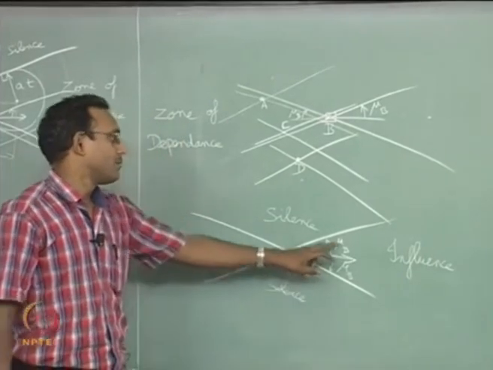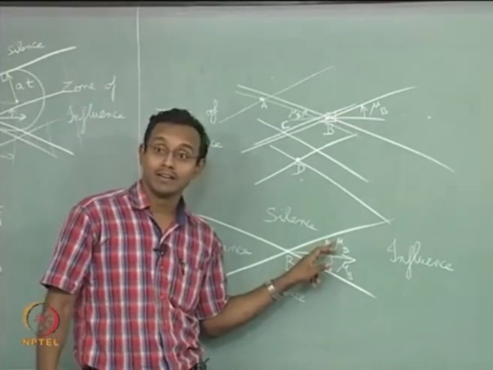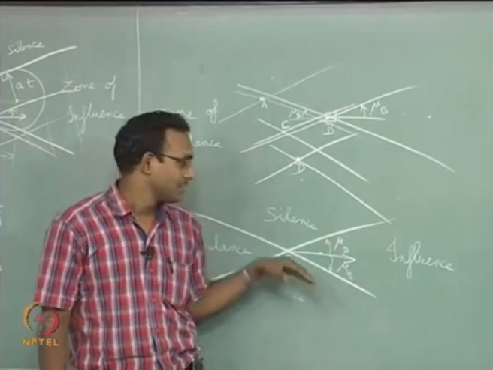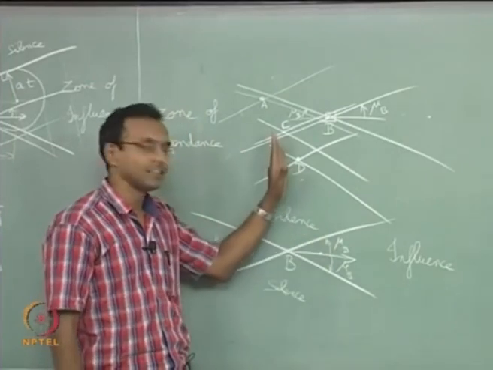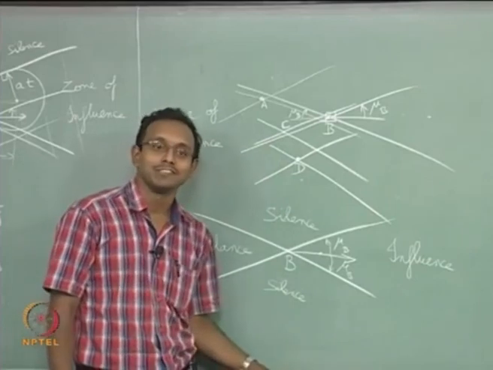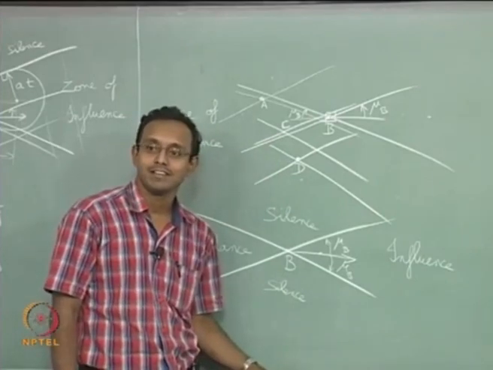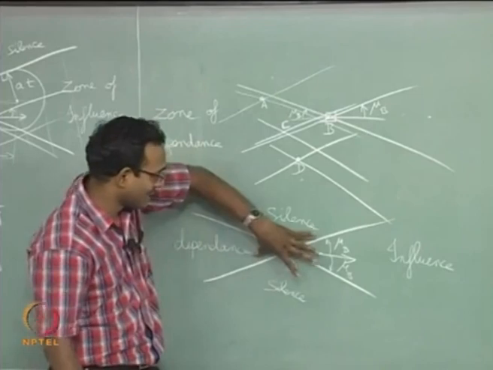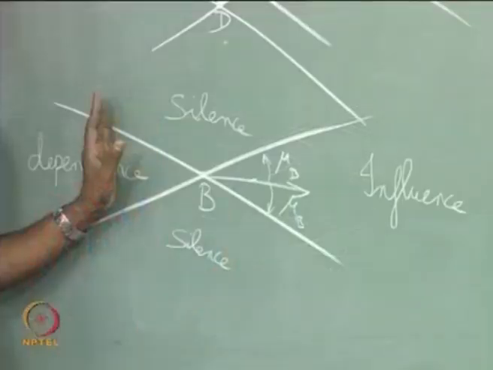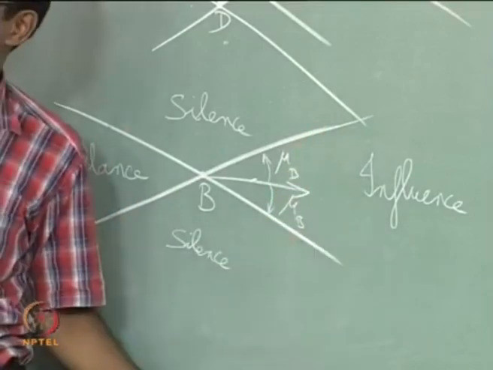M equal to 1, mu will become sin inverse 1 by 1. So, it will be sin inverse 1, which is 90 degrees. This is going to be a straight vertical thing like this. There is no real zone of silence. The zone of silence gets crushed. So, everything before is zone of dependence, everything on that side is zone of influence.